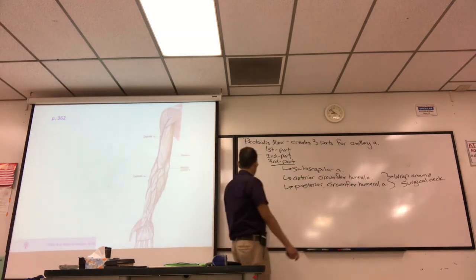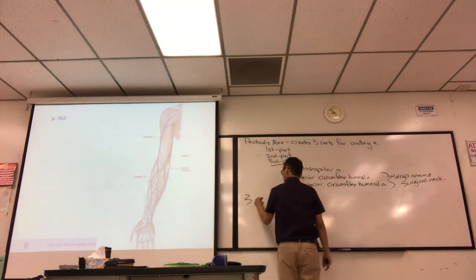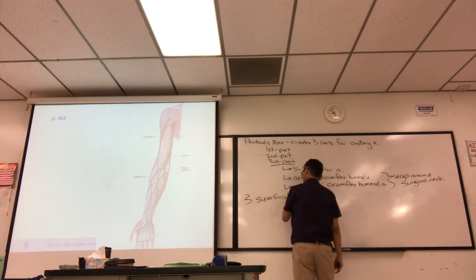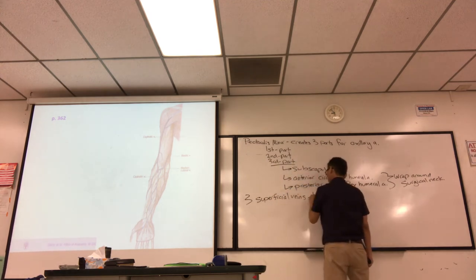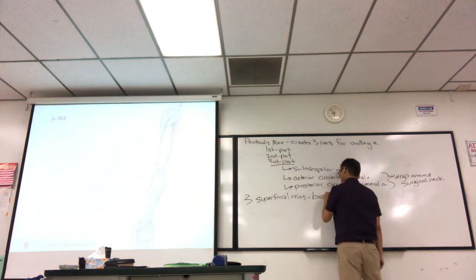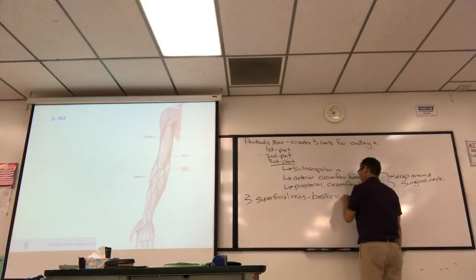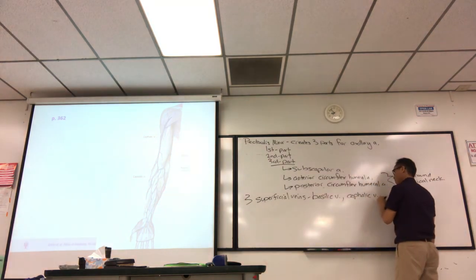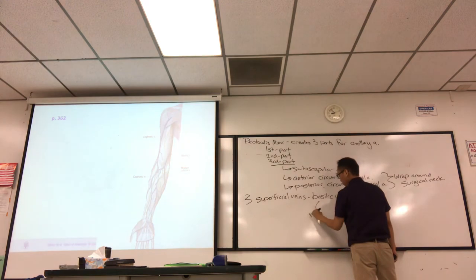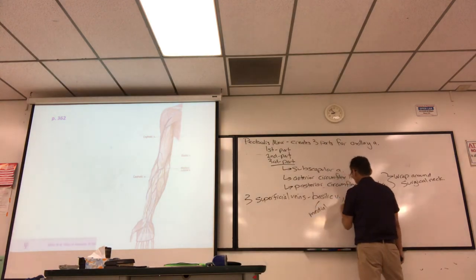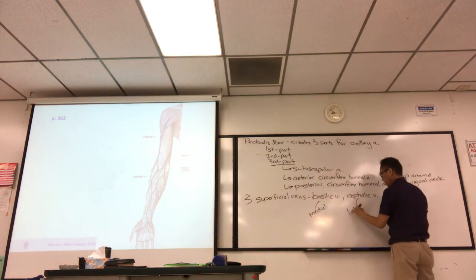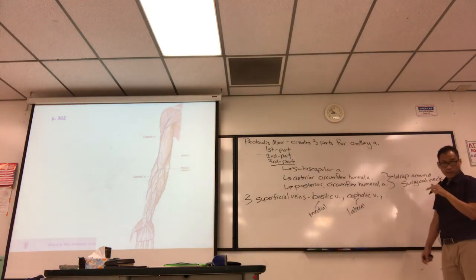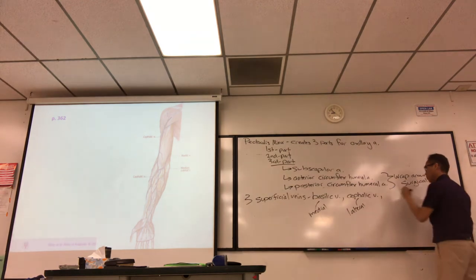Three superficial veins. Basilic vein, cephalic vein. The basilic vein is kind of medial aspect. Cephalic vein is more lateral. And the third one is where they draw blood. It is the median cubital vein.